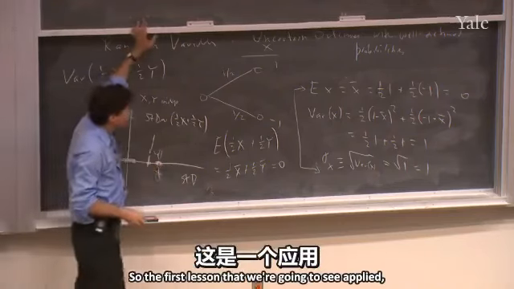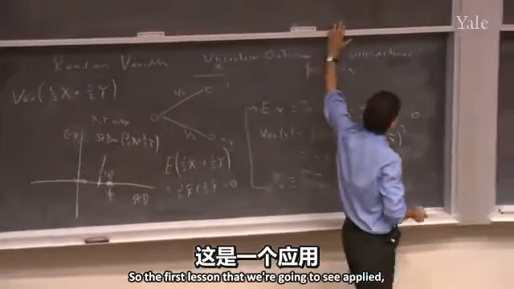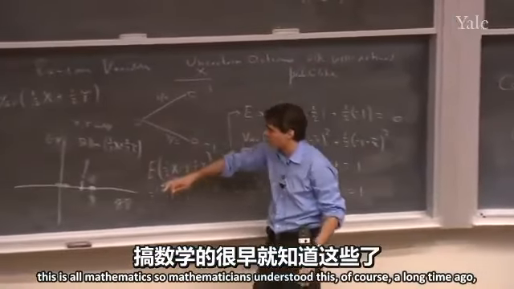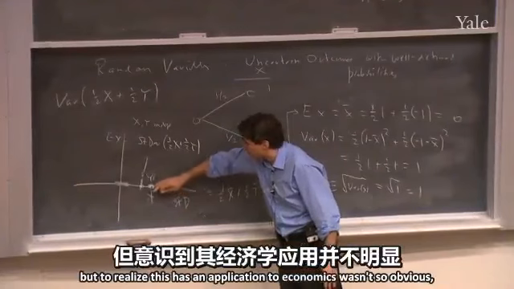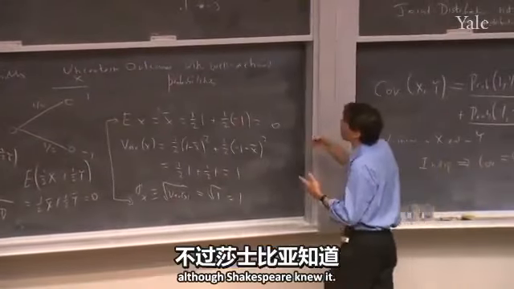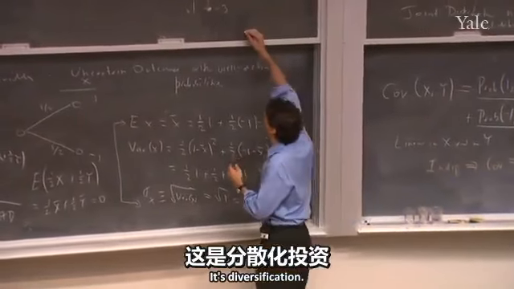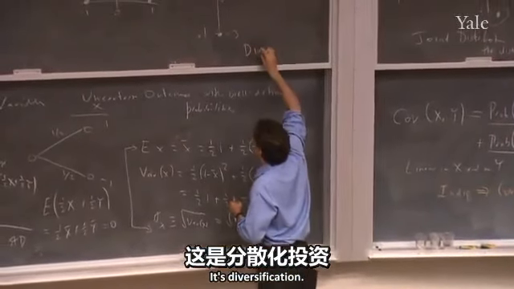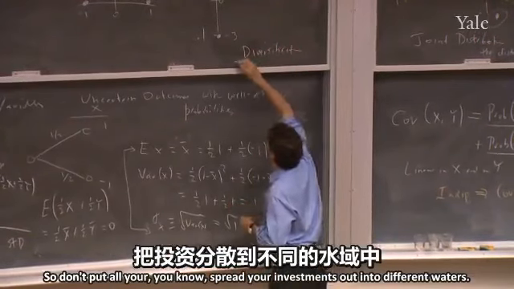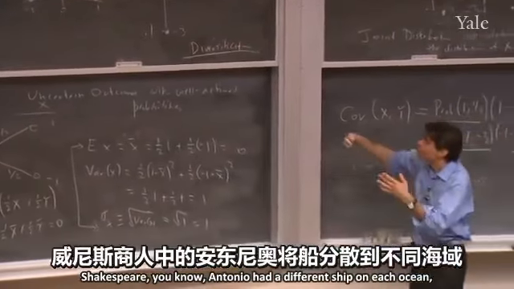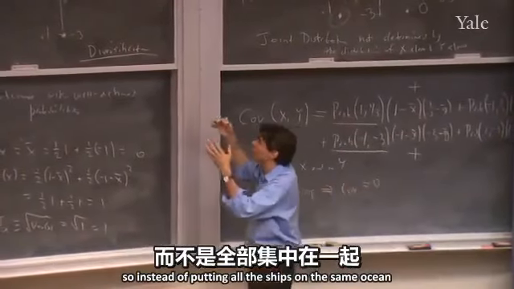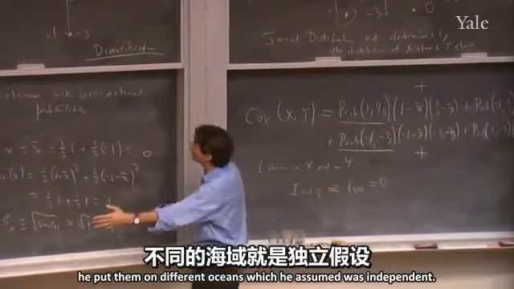Okay, so the first lesson that we're going to see applied, this is all mathematics, so mathematicians understood this, of course, a long time ago. But to realize this has an application to economics wasn't so obvious. So this is the thing, although Shakespeare knew it, it's diversification. So don't put all your, spread your investments out into different waters. Shakespeare, Antonio had a different ship on each ocean.